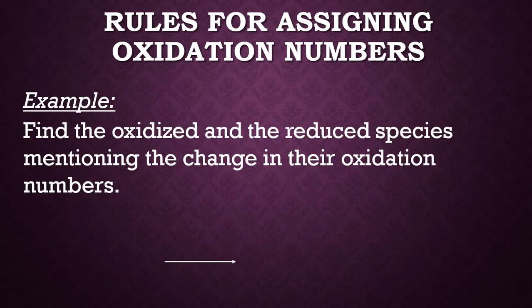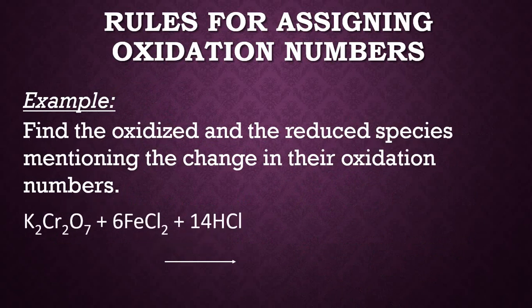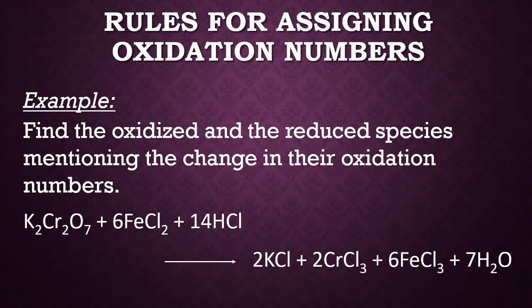Let's have some examples. If we're asked to find the oxidized and the reduced species, mentioning the change in their oxidation numbers in a given equation. So the reaction is between potassium dichromate plus iron(II) chloride plus hydrochloric acid, forming potassium chloride and chromium(III) chloride and iron(III) chloride and water. The change in the oxidation numbers here, and the oxidized and the reduced species, should be known.